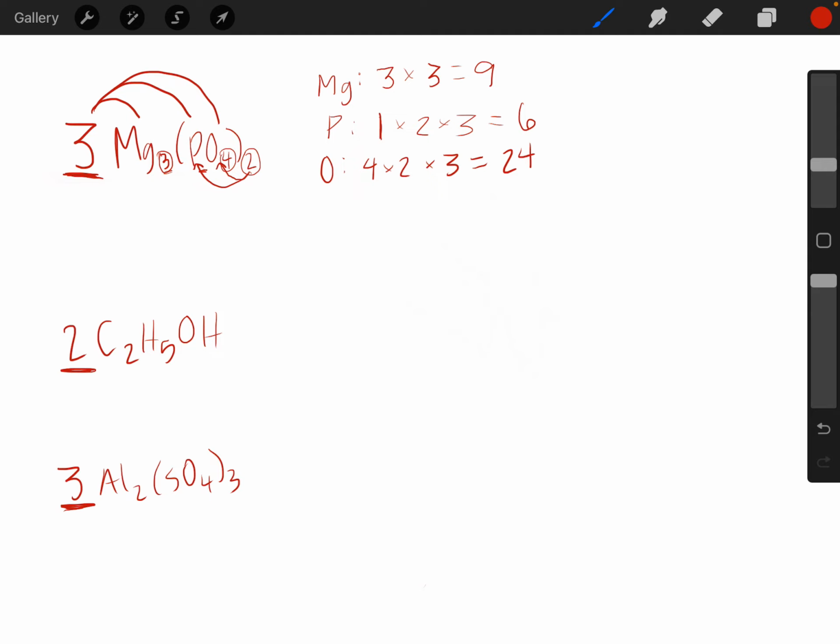I'll try just a couple more examples really quick. For this one, we have carbon, hydrogen, and oxygen. There's no parentheses in this one, so we can skip the parentheses step. So for carbon, we're going to have 2 subscript times 2 coefficient. Hydrogen, technically, look, we have 6 hydrogens here.